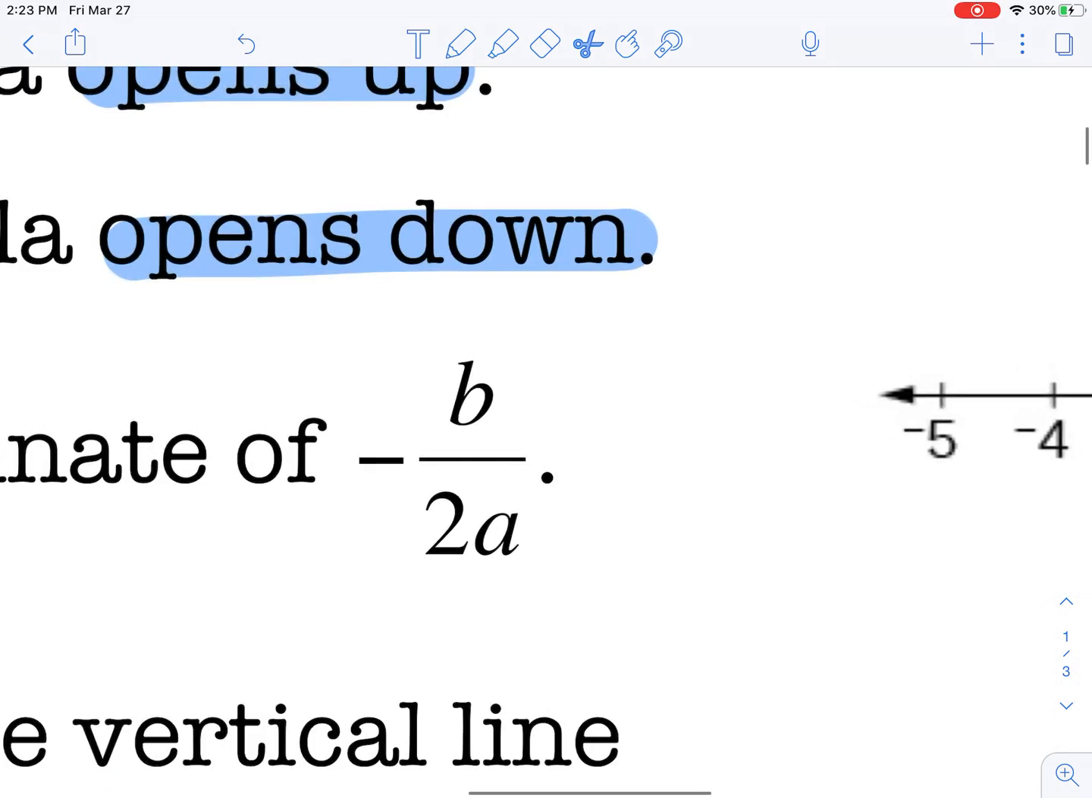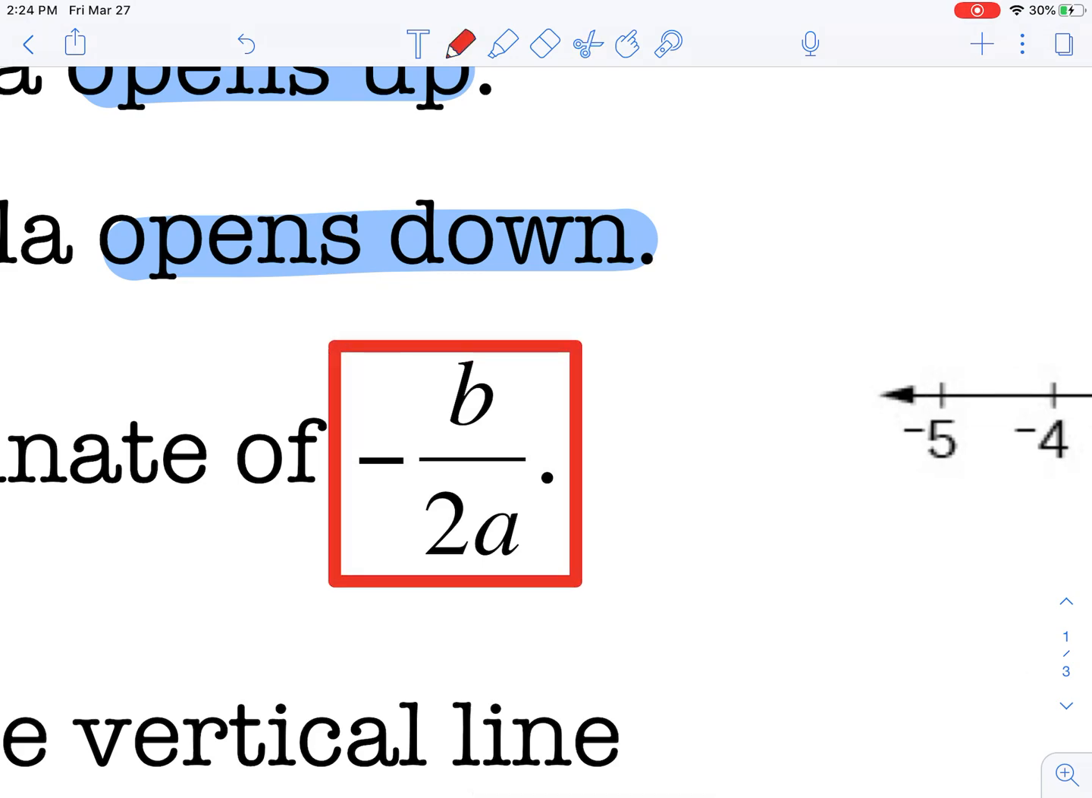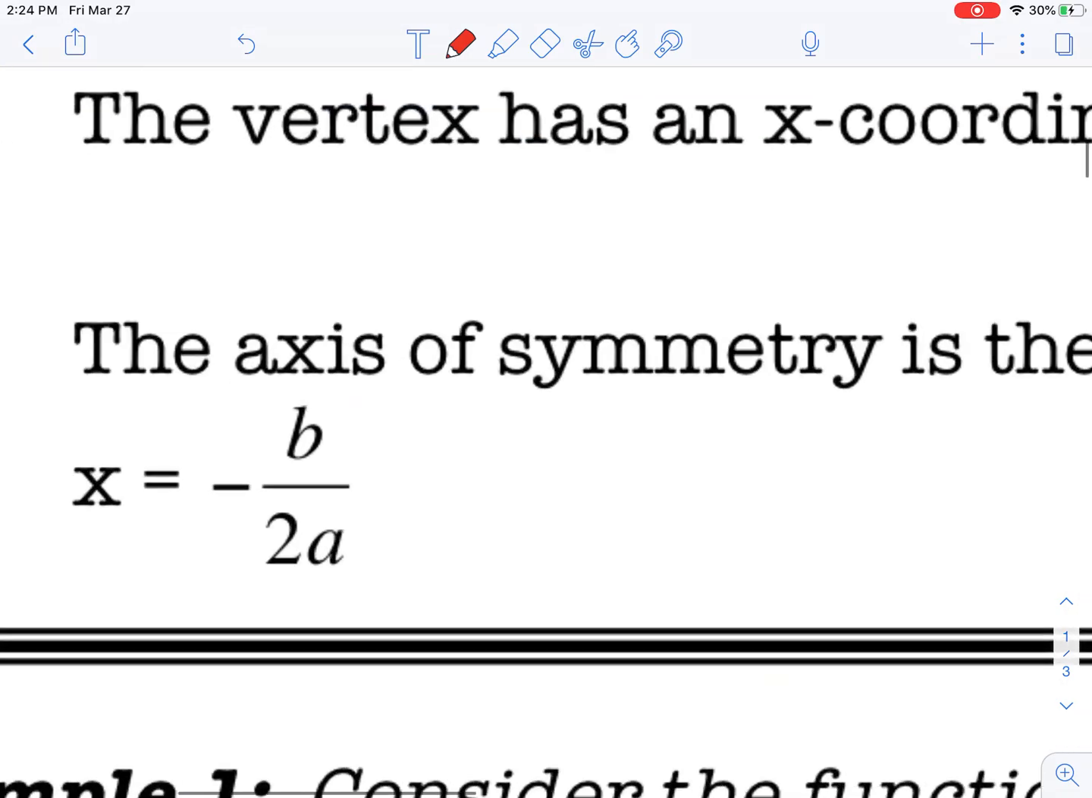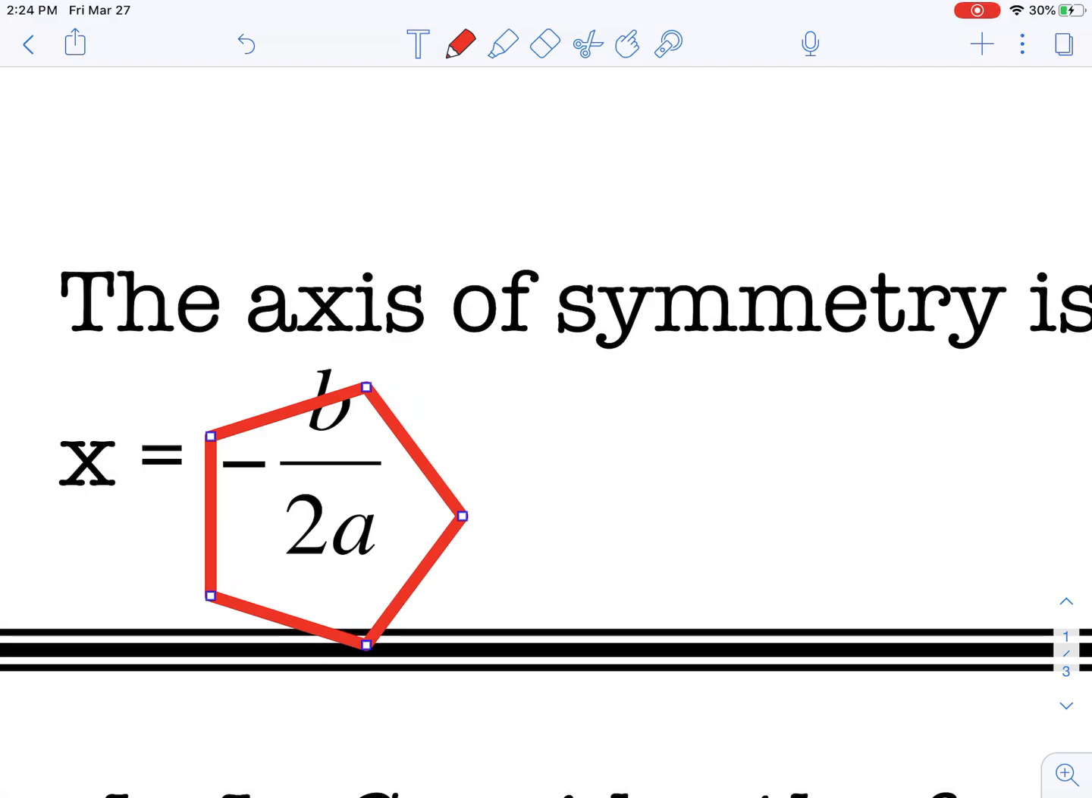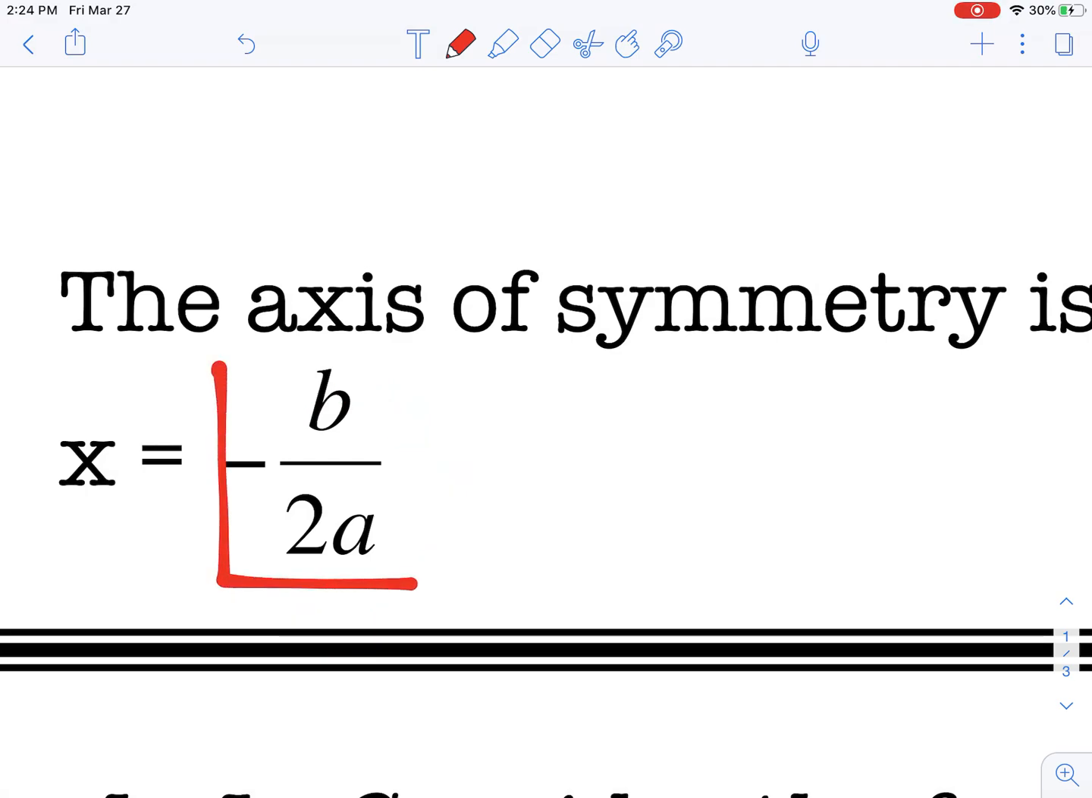Now, you're going to notice that these two formulas are the exact same because of the fact that the axis of symmetry runs straight up and down through the middle of the vertex. Oopsie. Ooh, that's fancy.